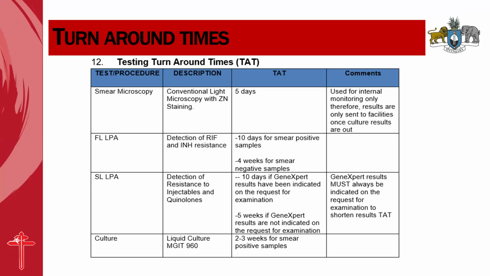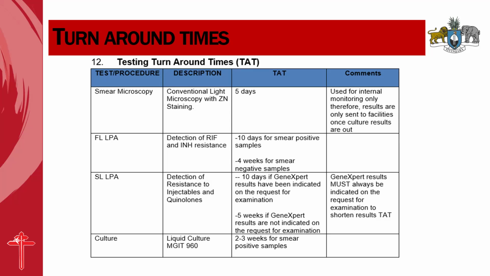Then we have the first-line LPA, which is going to detect RIF and INH resistance. It is 10 days for smear positive. As you can see, they start with the smear microscopy, and the smear microscopy results are going to determine the LPA. So for smear positive, it is going to be 10 days. It's important to know when to expect the results for this test.